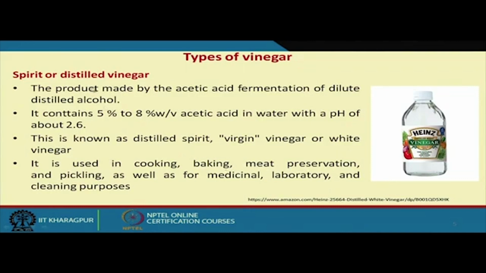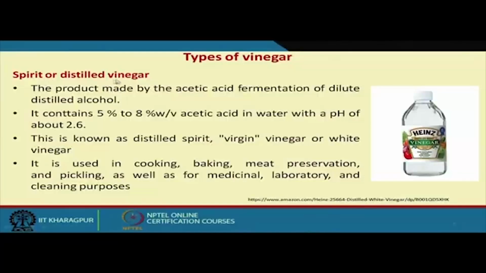Now, another type of vinegar that is available is what we call spirit or distilled vinegar. This is usually produced from distilled alcohol, because I told you during the alcohol making process that alcohol has a boiling point of 78 degrees centigrade. So alcohol is separated out by the distillation process. After separation, we take this alcohol out, and with the help of Acetobacter aceti, this alcohol is converted to acetic acid, and then we call it spirit vinegar. So it is like this, spirit or distilled vinegar.